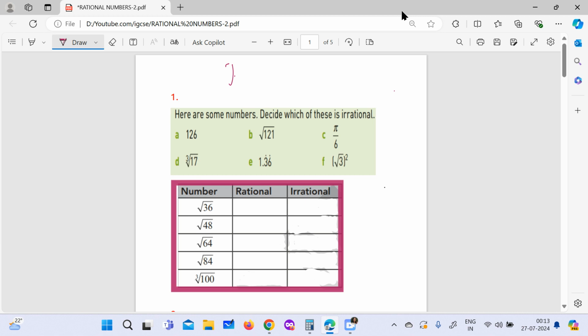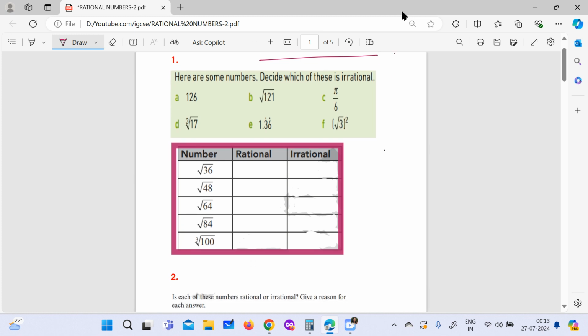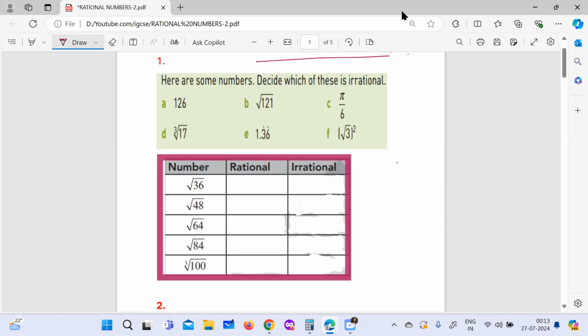In today's class, we will solve questions based on rational numbers, which is intended for Lower Secondary Checkpoint, paper 0862. In the previous session, we already discussed what rational numbers, irrational numbers, and surds are, and how to differentiate between a rational number and an irrational number, and identify a surd. So let's solve a few questions based on that.